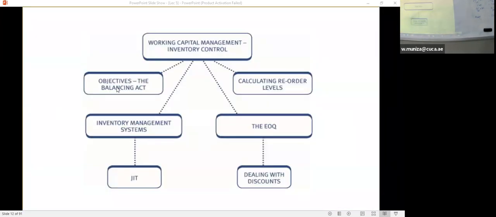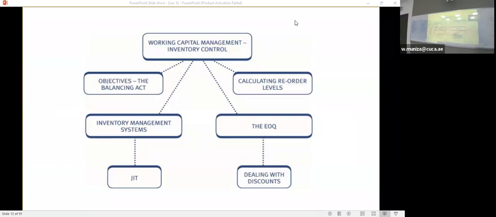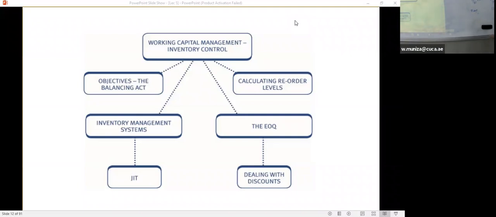Okay, now working capital management, inventory control. Under working capital management, we need to learn how we must balance our inventory as well. When the company tries to invest more in the inventory, what happens then? The company is overtrading. But on the other hand, when the company is not investing in its inventory, the company is trying to be liquid, but it means that the company may have some problems also.